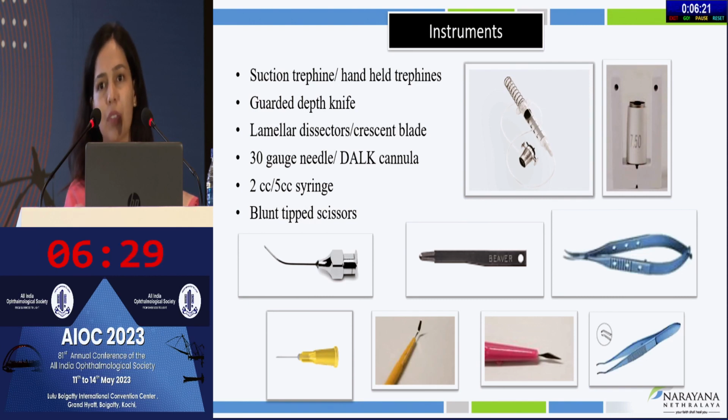There are further anterior lamellar dissection instruments, if you're planning to have it: the lamellar dissectors or the crescent blade. And of course, for the bubble itself, you can either do it with a cannula or a 30 gauge needle. And very importantly, one instrument which I think is really helpful is blunt tip scissors.